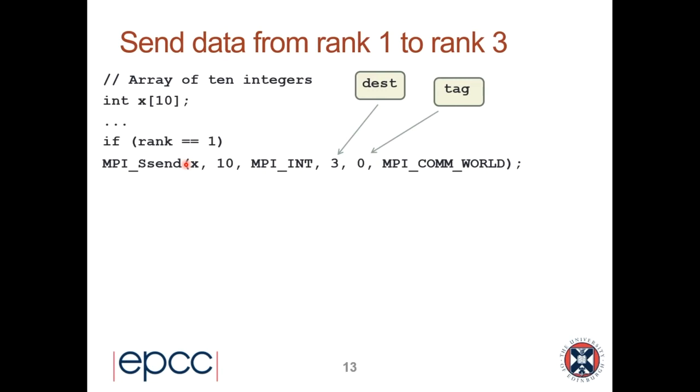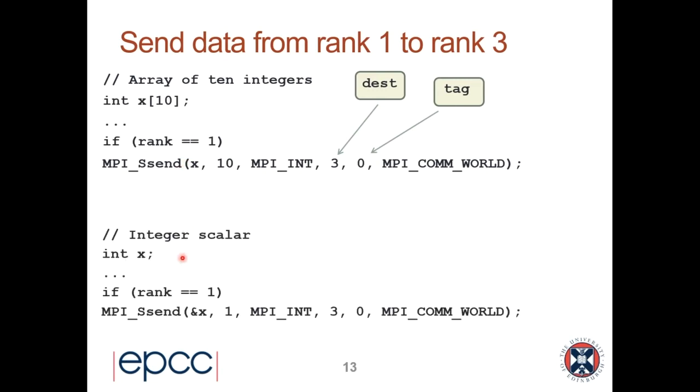Okay, so in that case, if you want to send a scalar, C being C, MPI expects a pointer. So if you want to send a scalar, it's int x, you send the address of x, which is 1 int. Okay, so that's just the same thing. Any questions about that? Okay.